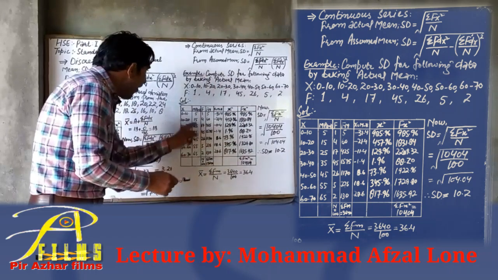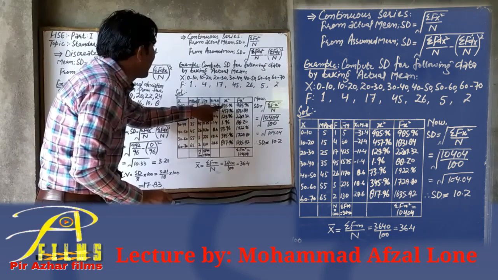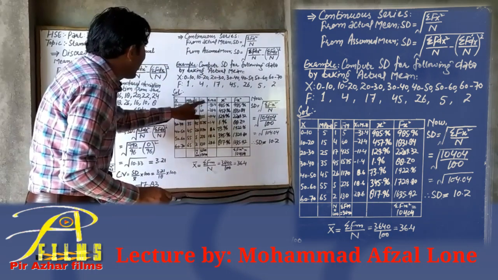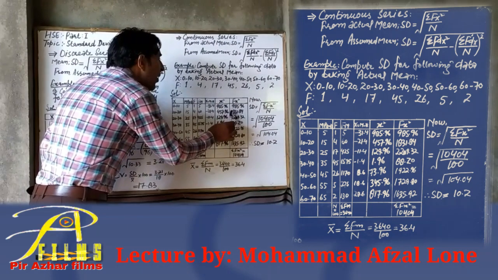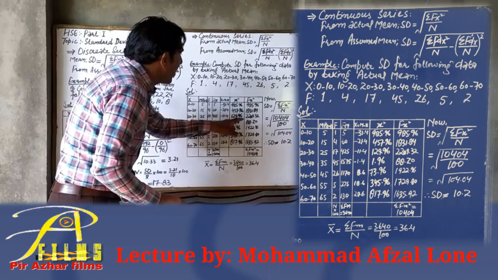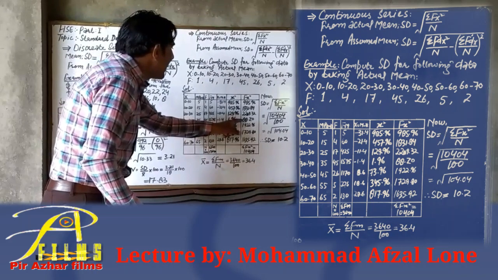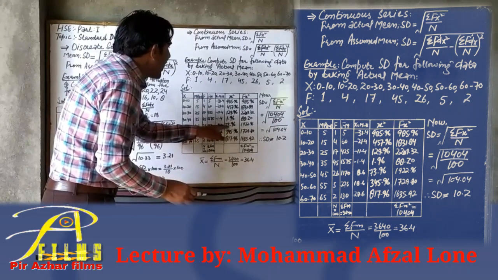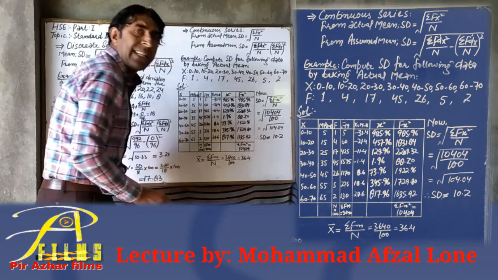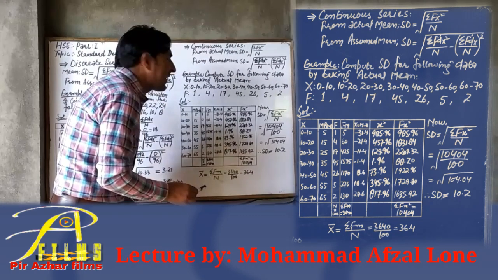Now fx square: we have to multiply the frequency f with this x square. 1 into 985.96 equals 985.96. 4 into 457.96 equals 1831.84. 17 into 129.96 equals 2209.32. 45 into 1.96 equals 88.20. 26 into 73.96 equals 1922.96. 5 into 345.96 equals 1729.80. 2 into 817.96 equals 1635.92.